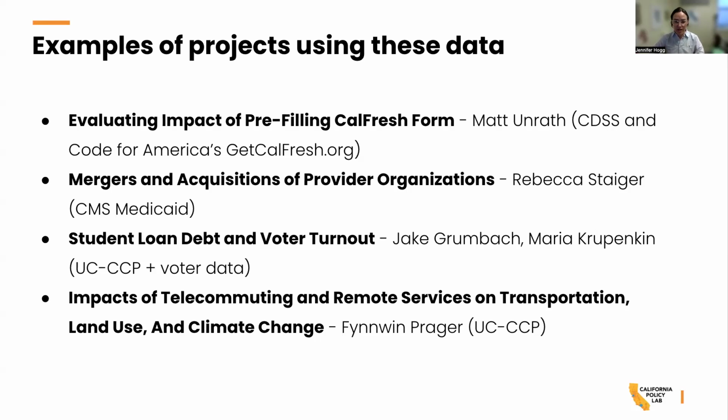Jake Grumbach at UC Berkeley and Maria Krumpenkin at Boston University are linking the UCCCP with voter data to determine if student loan debt affects voter turnout. And Finwin Prager at CSU Dominguez Hills is using the credit panel to assess the impacts of telecommuting and remote services on transportation, land use, and climate change.